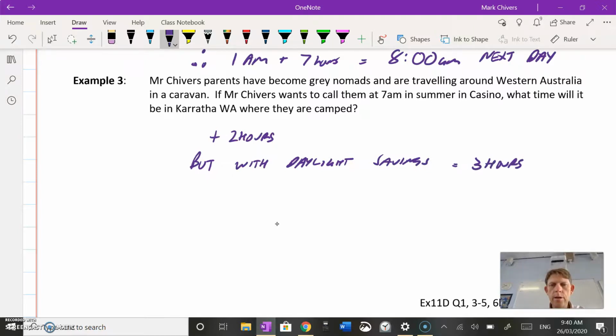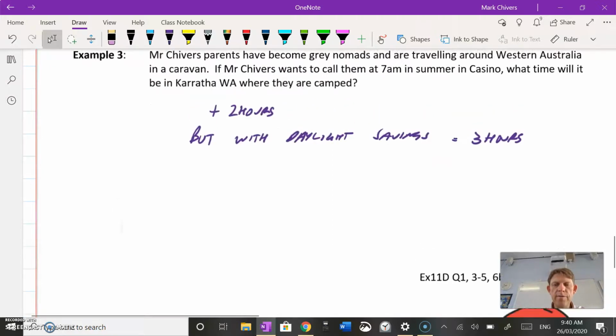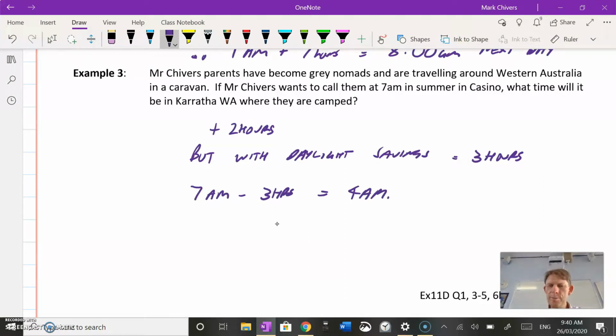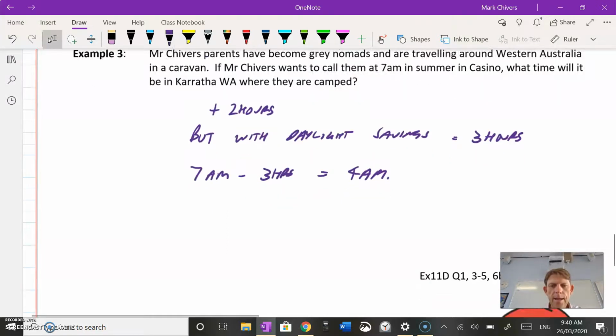So in other words, New South Wales is 3 hours in front of Western Australia at that time of the year. So that means that Western Australia is 3 hours behind. So I have to take 7 a.m. minus 3 hours. Well, that's going to give me 4 a.m., which is probably not a very kind time to ring my parents, but I'd probably do it anyway, just to annoy them.